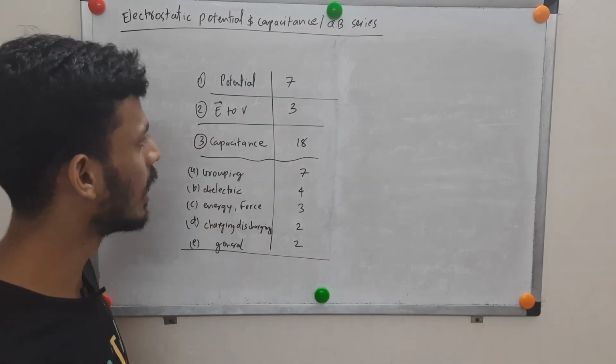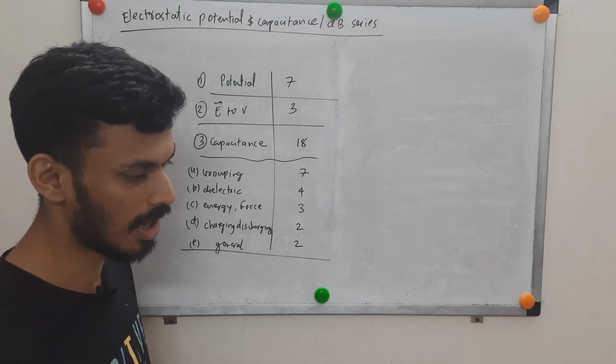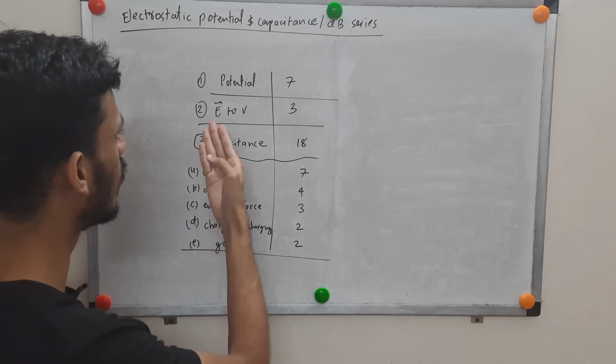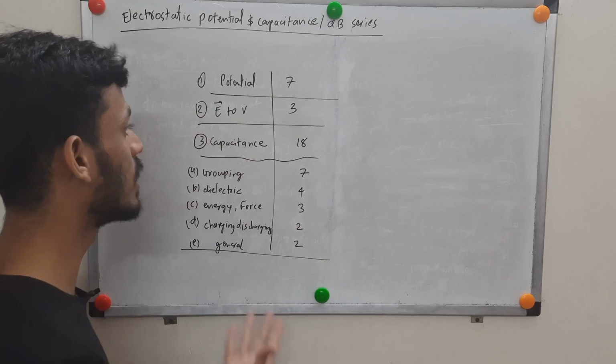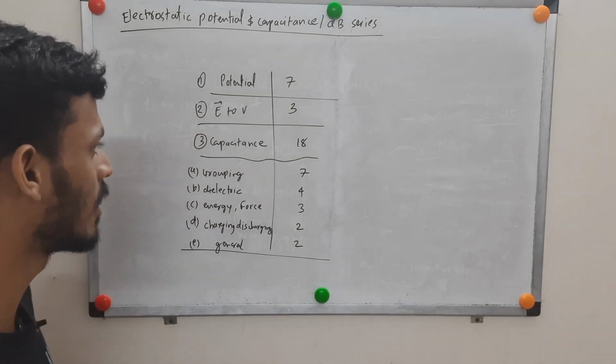From electrostatic potential, kQ by R, there are 7 questions. Then we have conversion from electric field to potential, 3 questions from there. Capacitance, 18 questions, so that is an important topic.